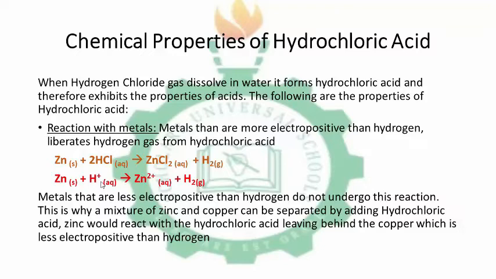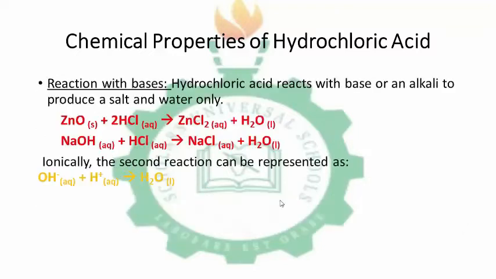Now, when hydrochloric acid is added to the mixture of the metals, the zinc present in the mixture will react with the hydrochloric acid to form zinc chloride, as you have here, while the copper will remain unreactive in the solution. That means it will not react with the hydrochloric acid. From this, we can now separate the unreacted copper from the solution. And so the next chemical property of hydrochloric acid is reaction with base.